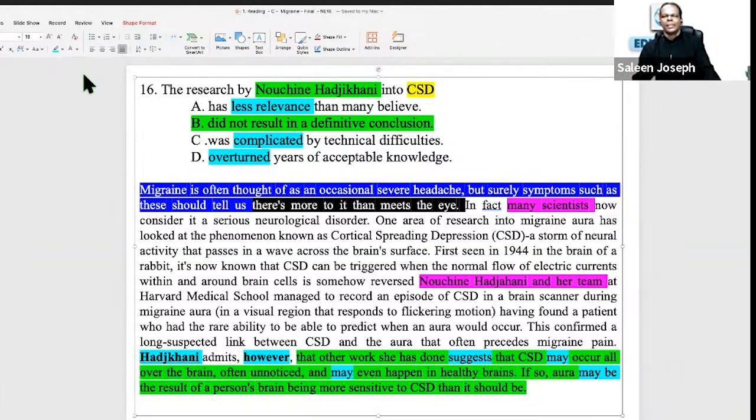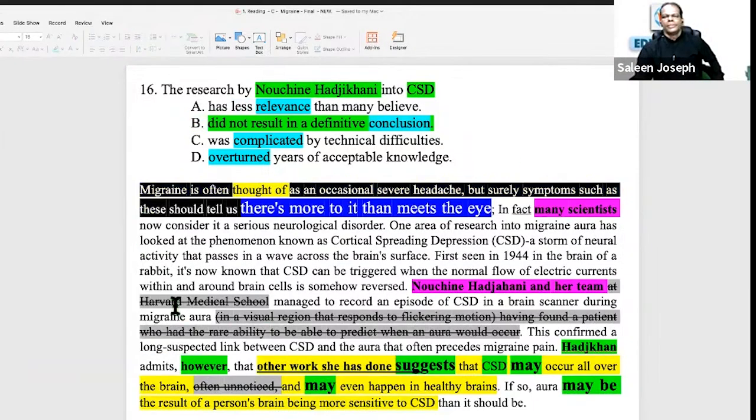Conclusion is not sure. And they are not speaking anything about "was complicated by technical difficulties." Nothing they are mentioning about technical difficulties or technical problems. "Overturned years of acceptable knowledge"? No, they have not confirmed anything now. They did not overturn. They did not even confirm. Okay. See, migraine is often thought of. Thought of means not sure, only thinking. It's not an established fact. There is more to it than meets the eye.